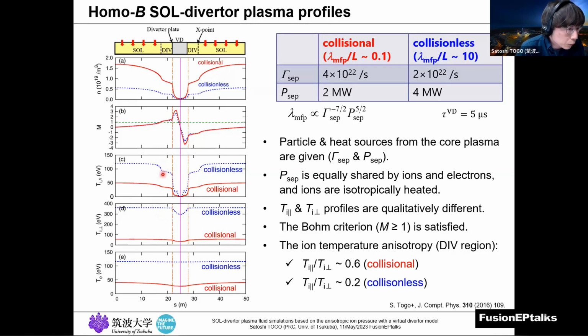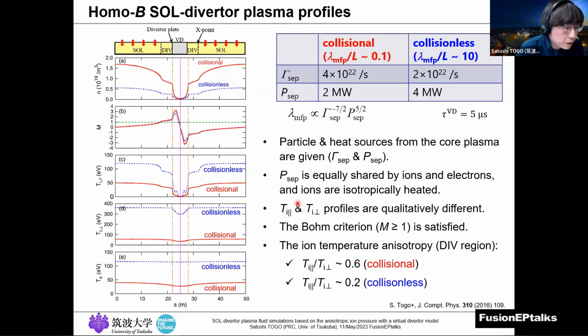In the collisional model, you can see that the difference between the parallel and the perpendicular ion temperature profiles becomes smaller, which indicates the collisional relaxation. The ion temperature anisotropy in the divertor region becomes like this, and actually it is relaxed in the collisional case.